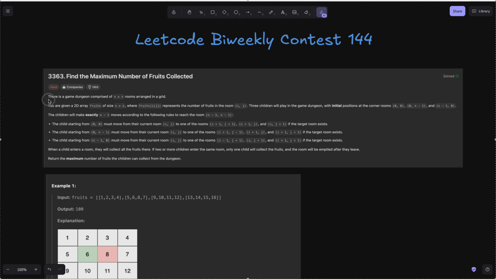So here we are discussing the question, find the maximum number of fruits collected. The question states that there is a game dungeon comprised of n cross n rooms arranged in a grid. You are given a 2D array fruits of size n cross n where fruits[i][j] represents the number of fruits in the room (i, j).